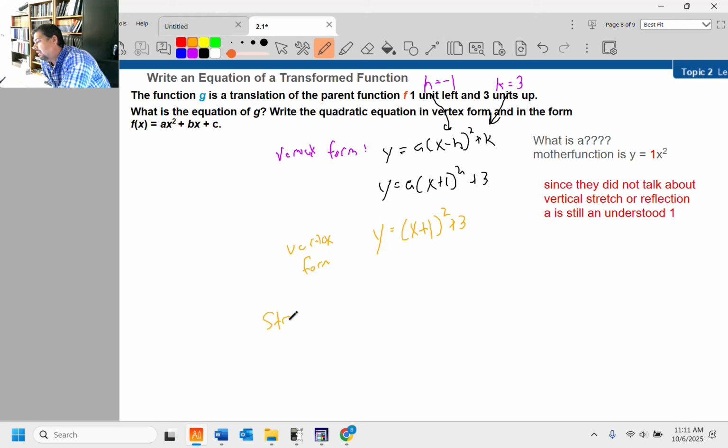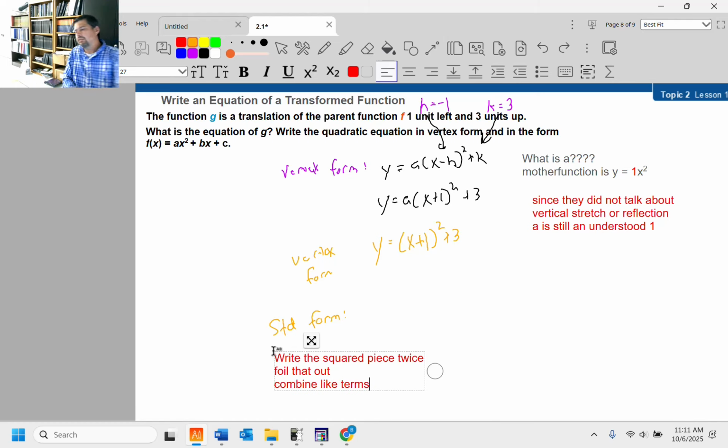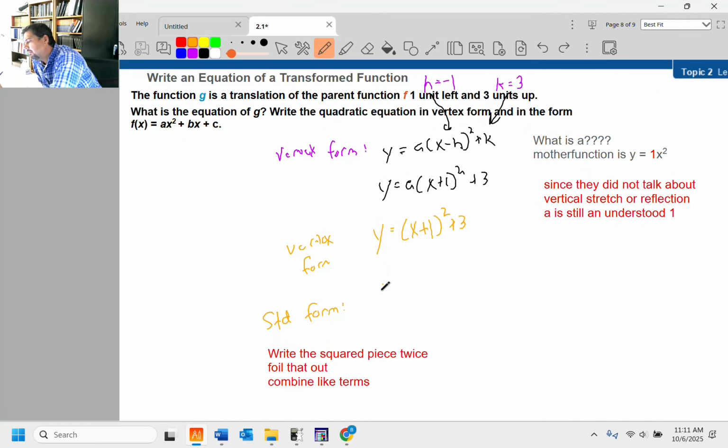So now we need to do standard form, right? To do standard form, all we do is we write the squared piece twice, and then we're going to FOIL that out, and then we're going to combine like terms. And it's worth talking here. I'm going to spend a little more time on this because I do have a significant number of you that cannot FOIL. But x plus 1 is squared, so it needs to be written twice.